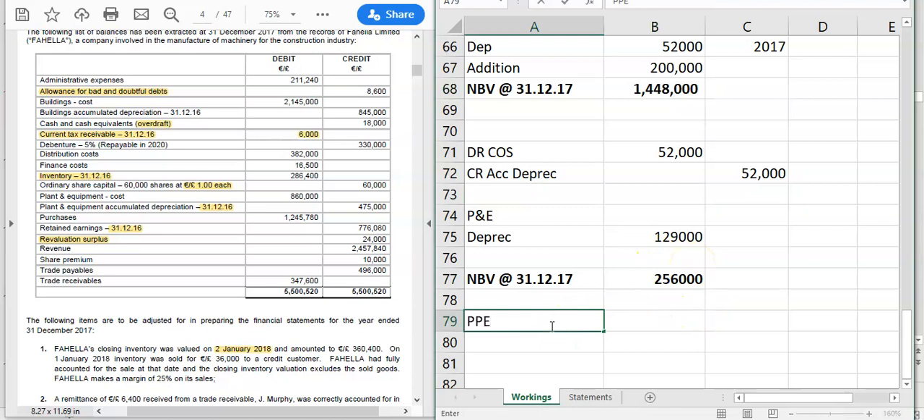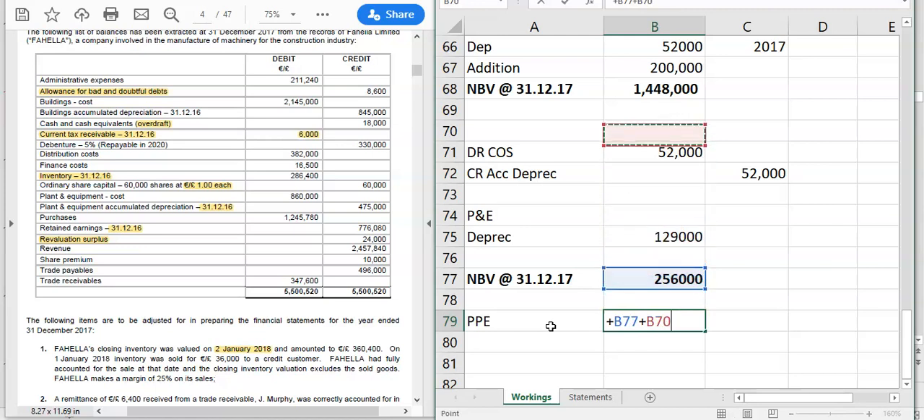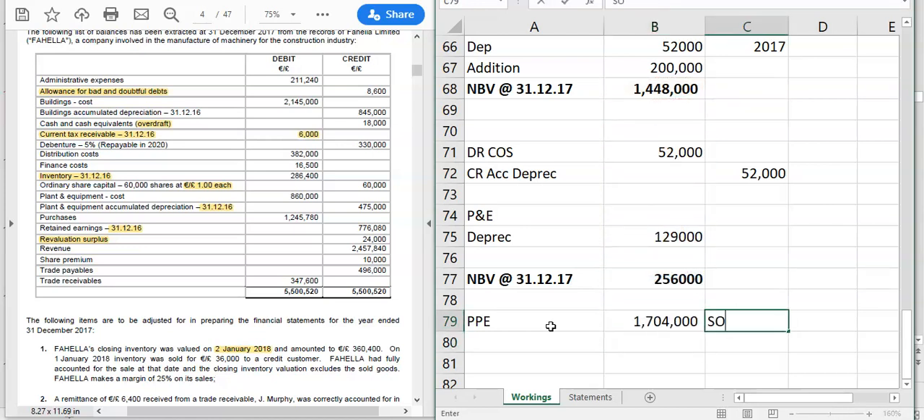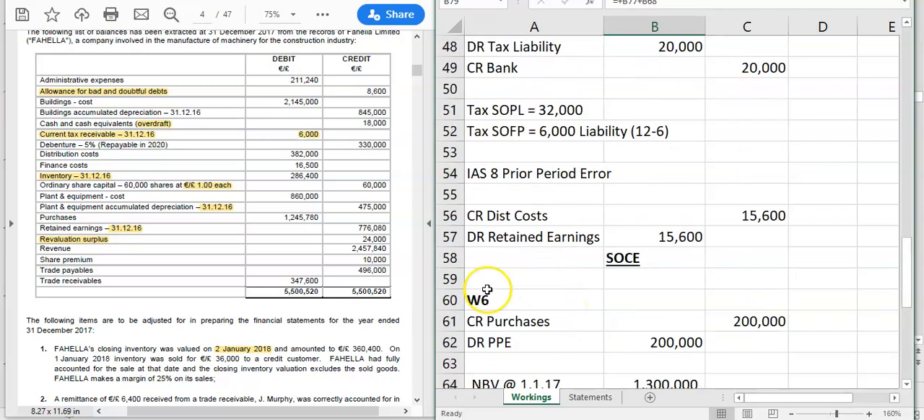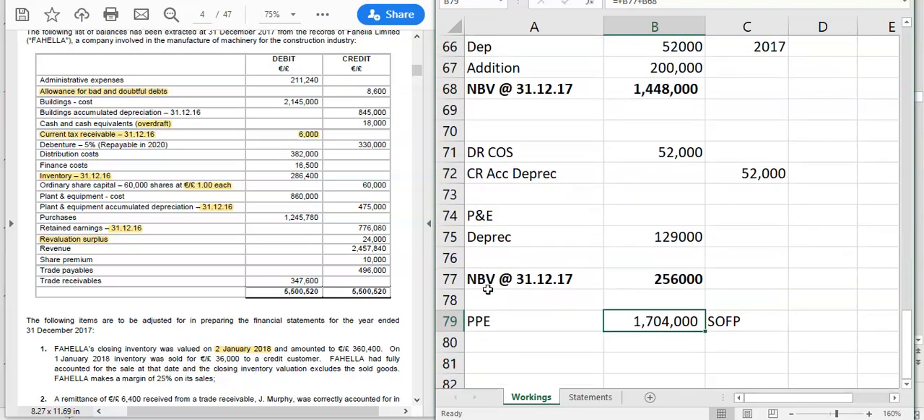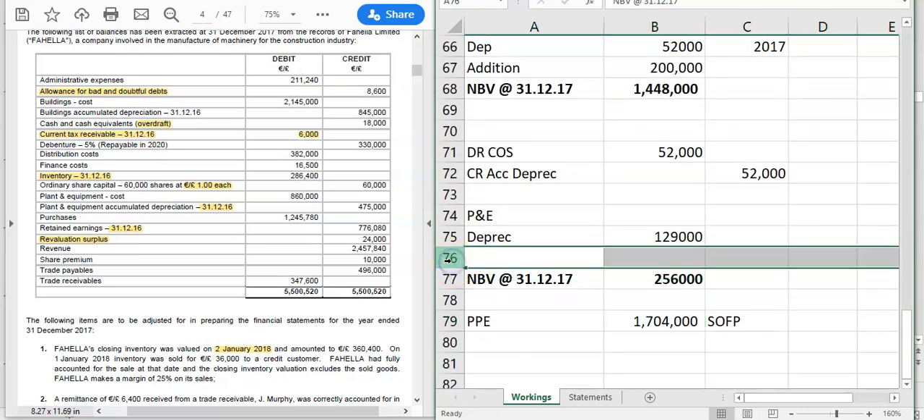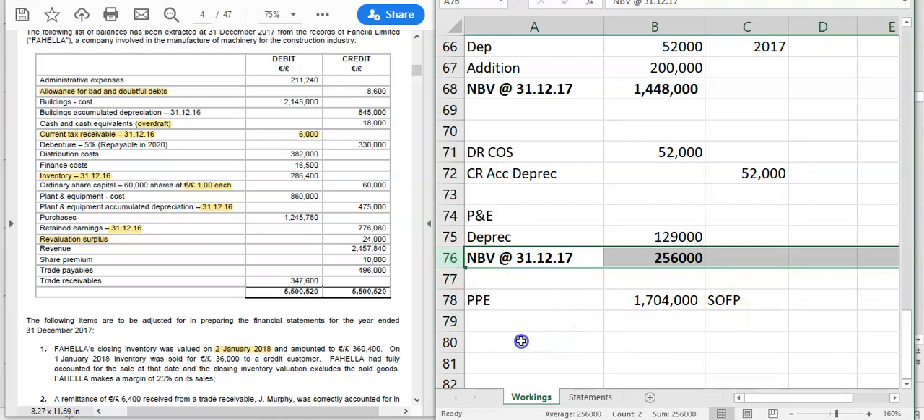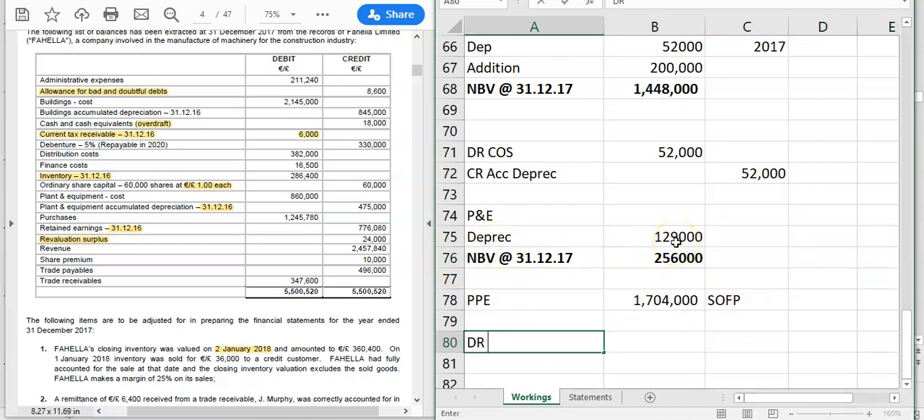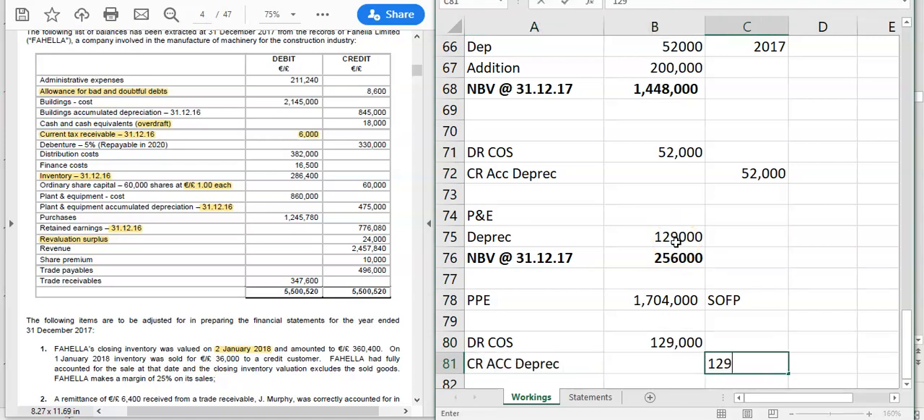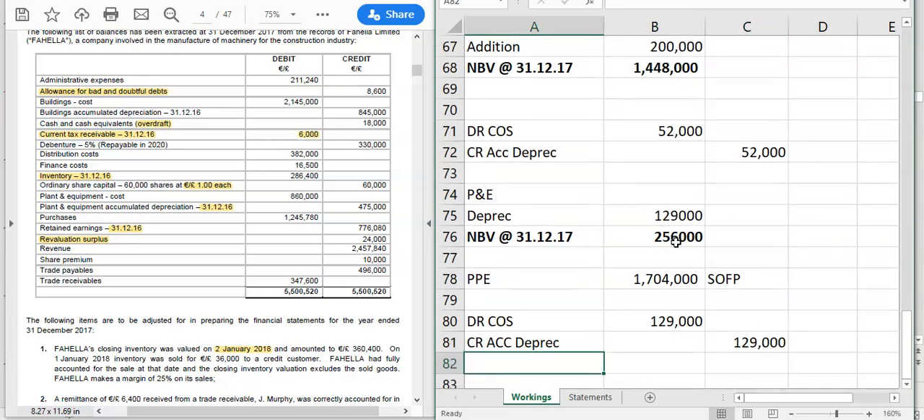So PPE at the end of the year is the plant and equipment plus your buildings. So your statement of financial position figure, all you have to do is slot in a single figure, 1704, and cross-reference working 6. That's why it's always a nice idea to do those as you go through the question to make it a lot simpler. And your debit and credit for the depreciation here is debit cost of sales, 129. Credit accumulated depreciation, 129. So you have most of your workings done then, and it's good practice, nicely laid out.